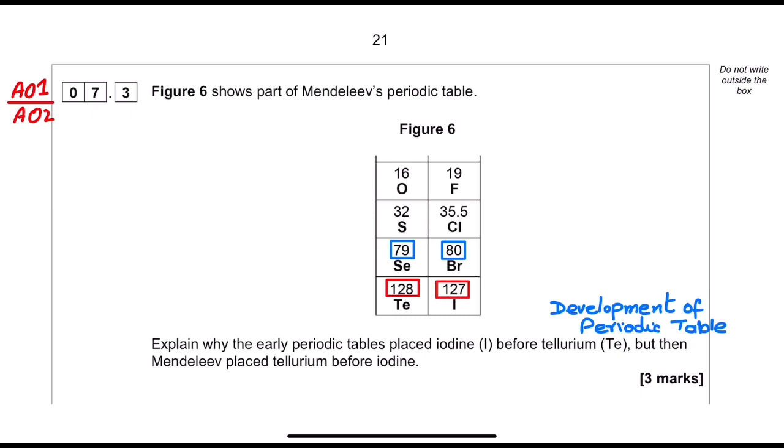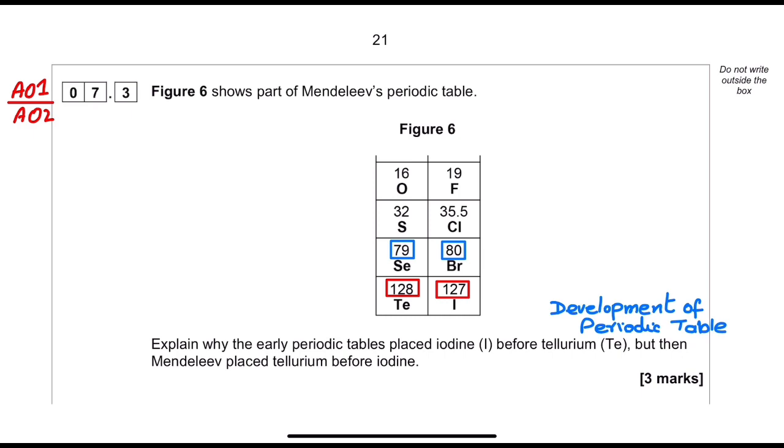Tellurium is heavier than iodine. Iodine must come before tellurium and tellurium come after iodine. We can see there tellurium is coming before iodine. The reason is tellurium has similar chemical properties to these elements, whereas iodine has similar properties to these elements. Therefore, Mendeleev arranged iodine after tellurium.